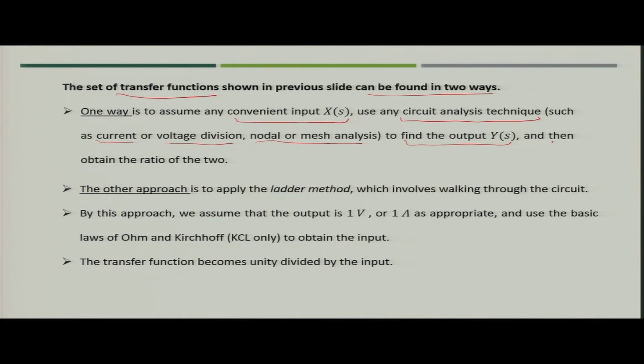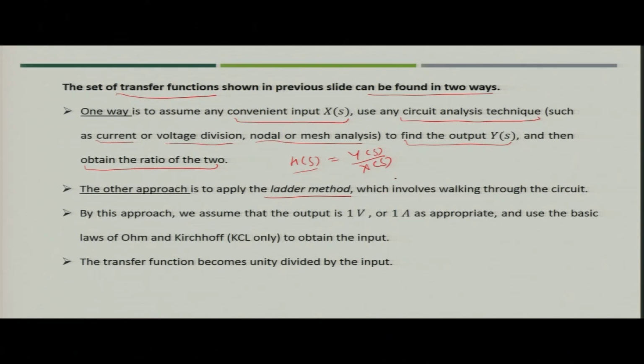Now, when you get the output Y(s), you will try to find the ratio of the two. When you find the ratio, that is H(s) equal to Y(s) upon X(s), you know X(s), you can apply circuit analysis and find the output, and then you obtain the ratio of the two to find the transfer function. Or if you know the transfer function, you can straight away find the output response of the circuit.